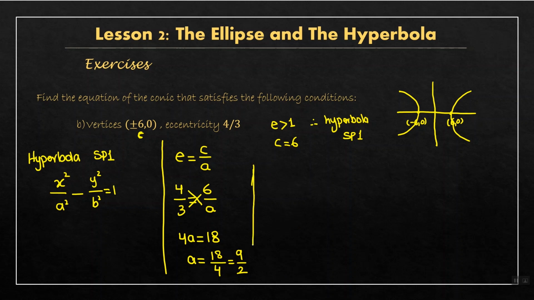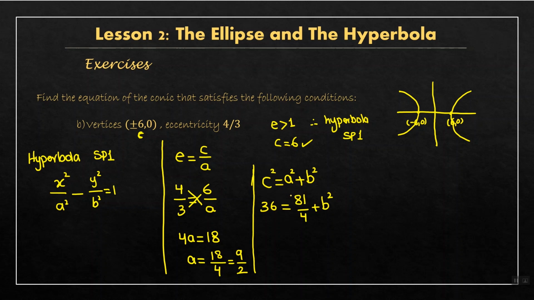What do we still need to find? We have C, we have A, but we need to find B. How do we find it? Because it's a hyperbola, we're going to use the Pythagorean relation. C is the biggest number. So C squared equals A squared plus B squared. C is 6. So let's substitute it. 6 squared is 36. Equals A squared, we'll square this number. So it is 81 over 4 plus B squared.